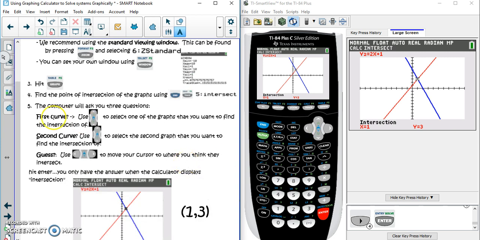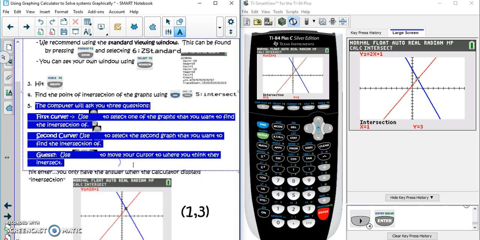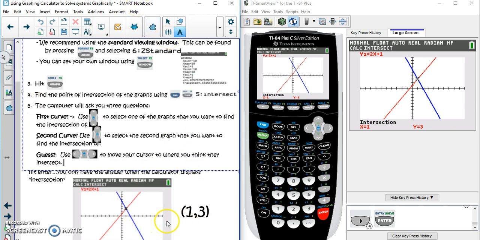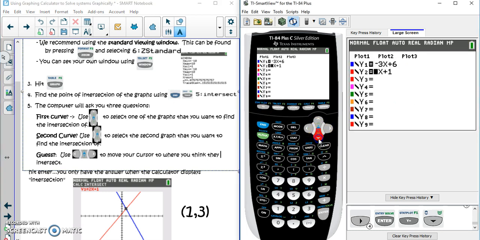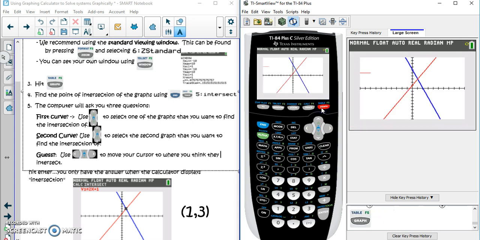One thing I want to go back to though is these steps right here. A lot of people get confused as to why is there a first curve, why is there a second curve, why is there a guess type thing. The way that we're doing it, we're only finding the intersection of two lines. But let's say I had this other line, like y equals 5 on my graph. My calculator wouldn't know what lines I want to find the intersection of. So I have to tell it.